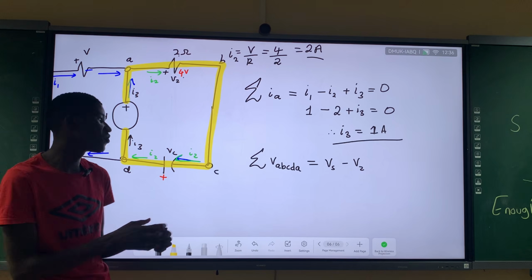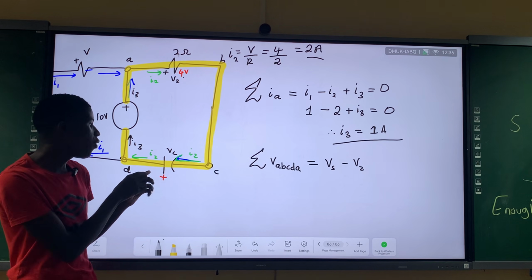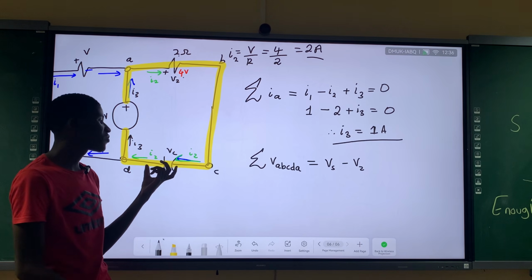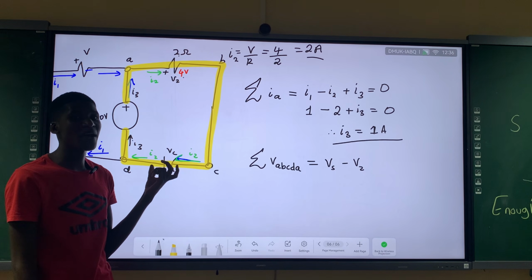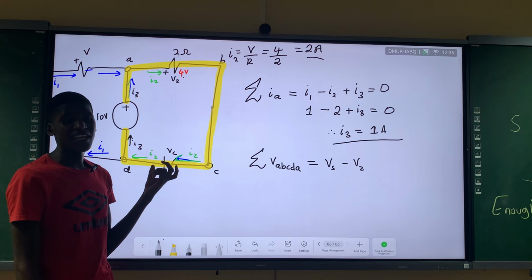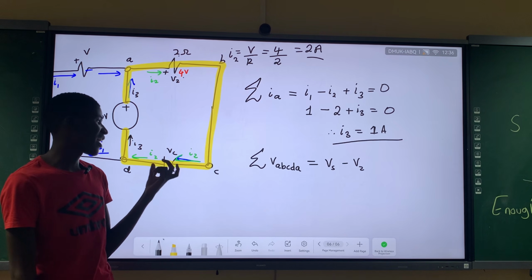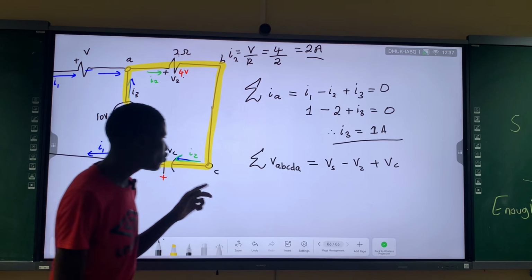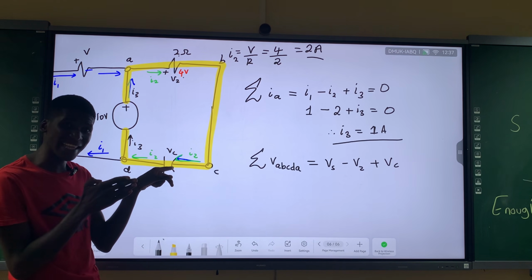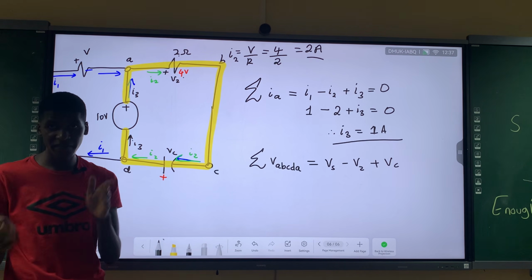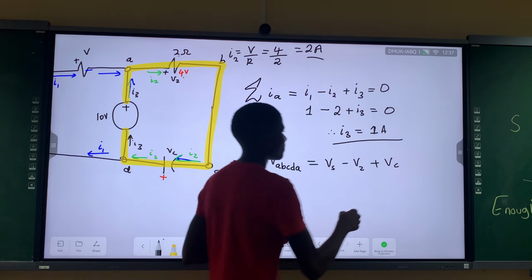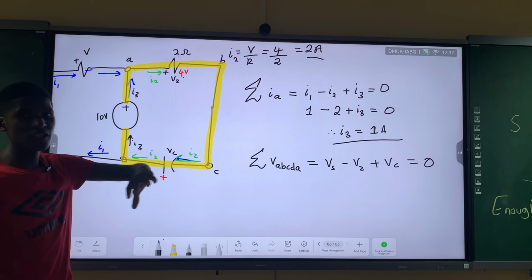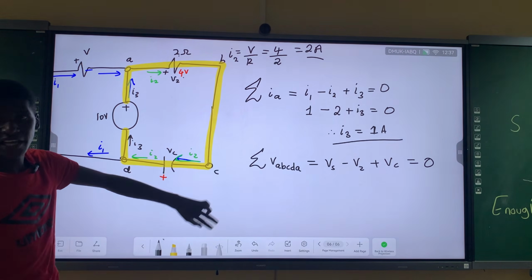But that depends on where your terminal is. If the current enters at the other side, we are not going to have a voltage loss at all. That's going to be a voltage gain. So our capacitor is going to be a positive VC. But if the current enters at your positive terminal, it will be a negative VC. And this all must be equal to 0, because there are no other components around this closed path.